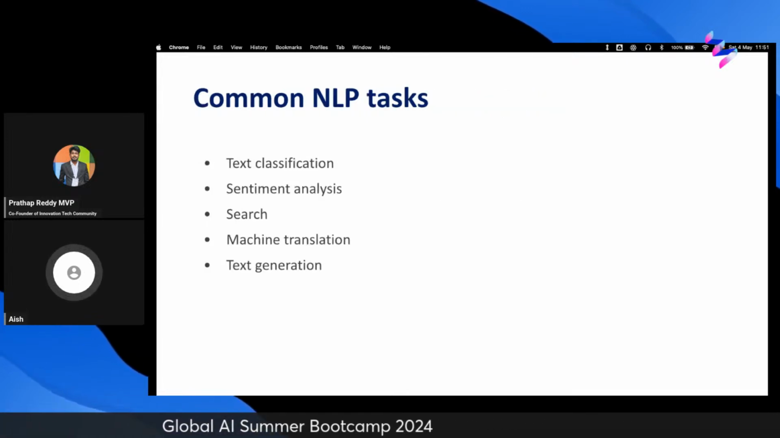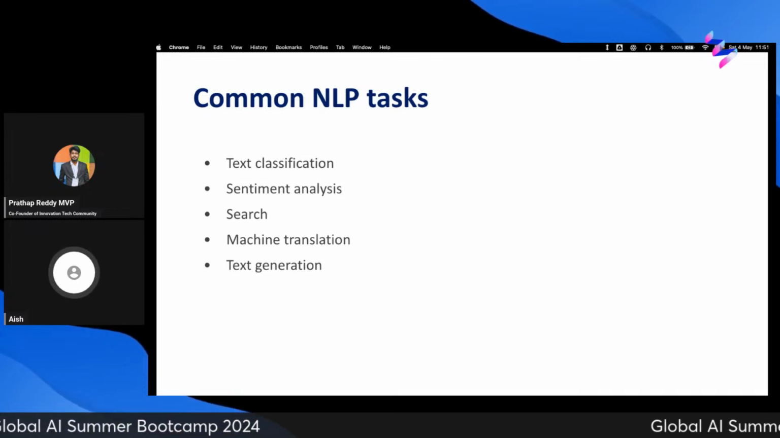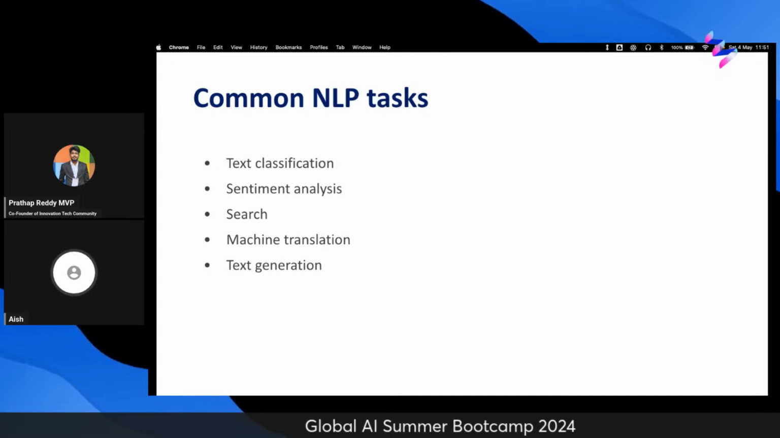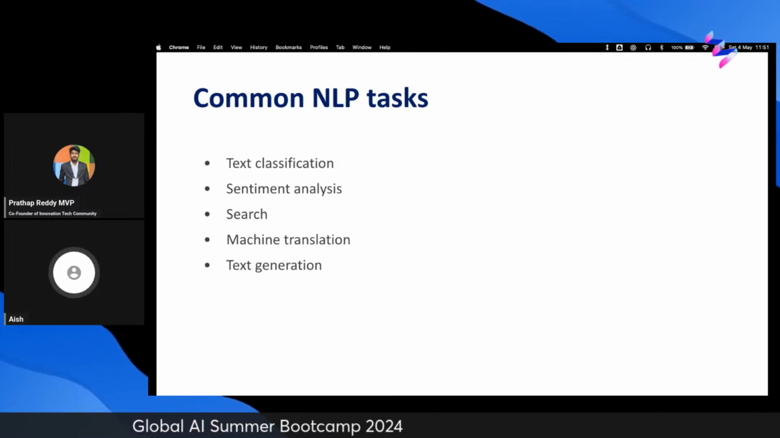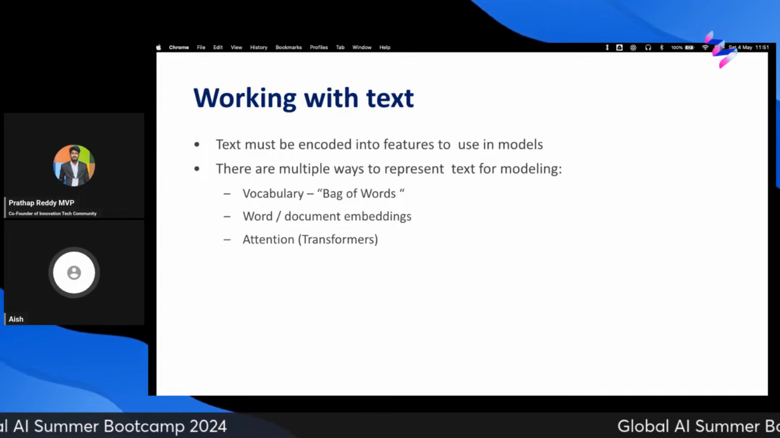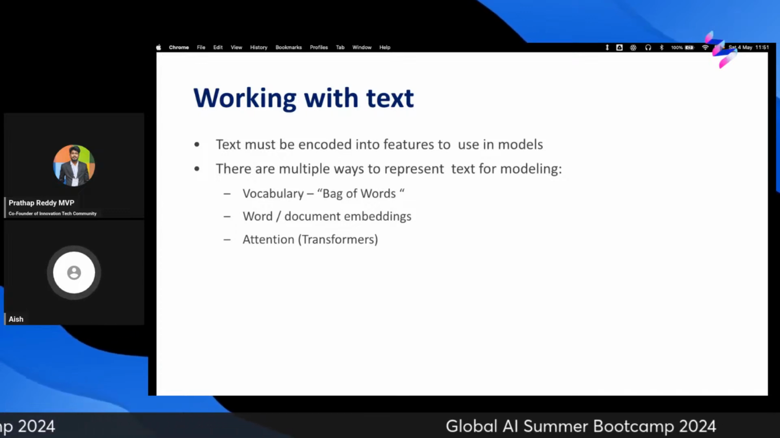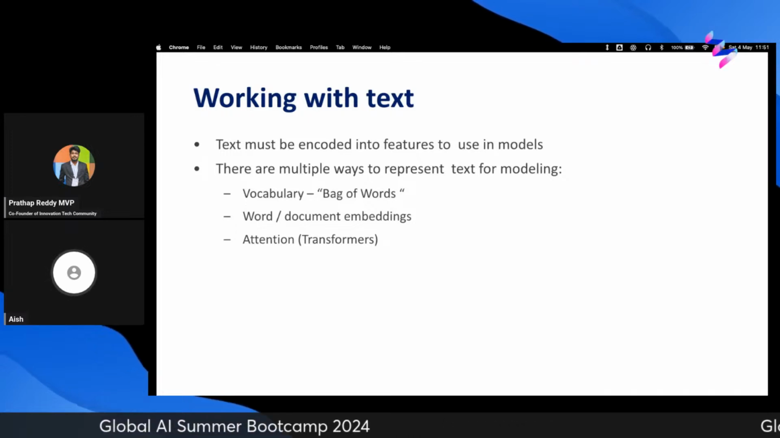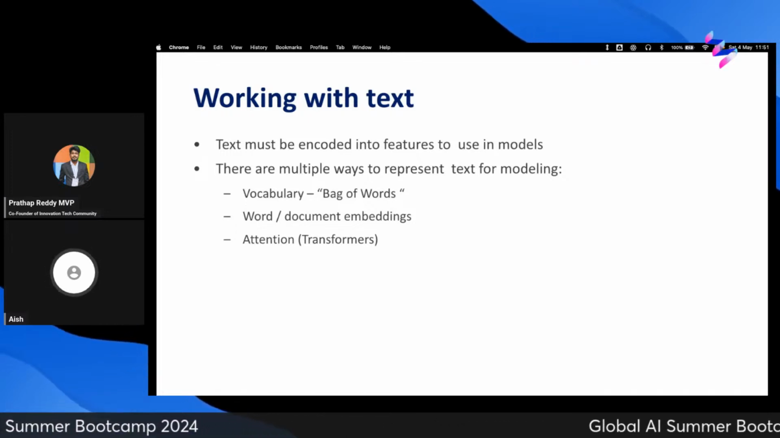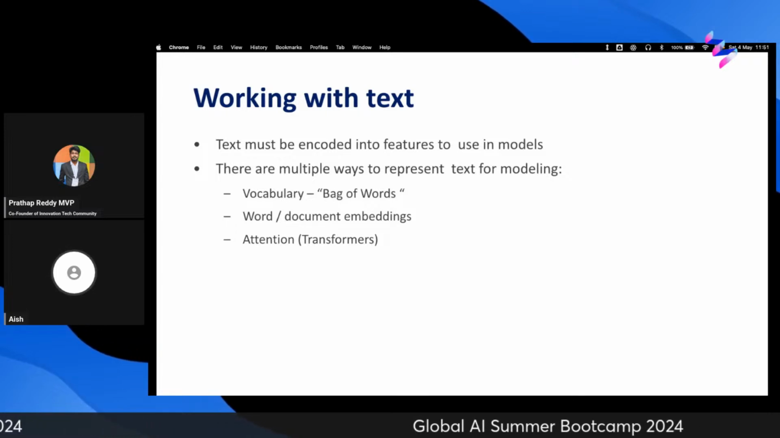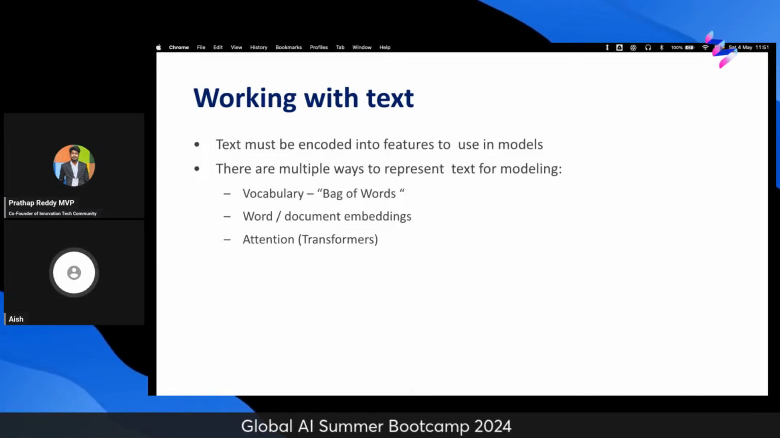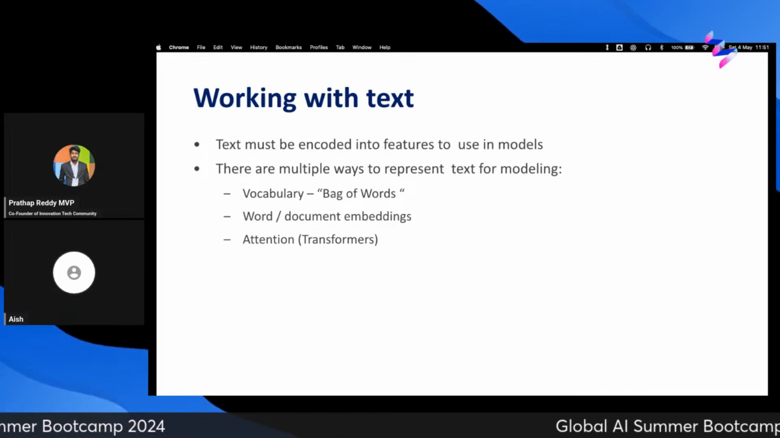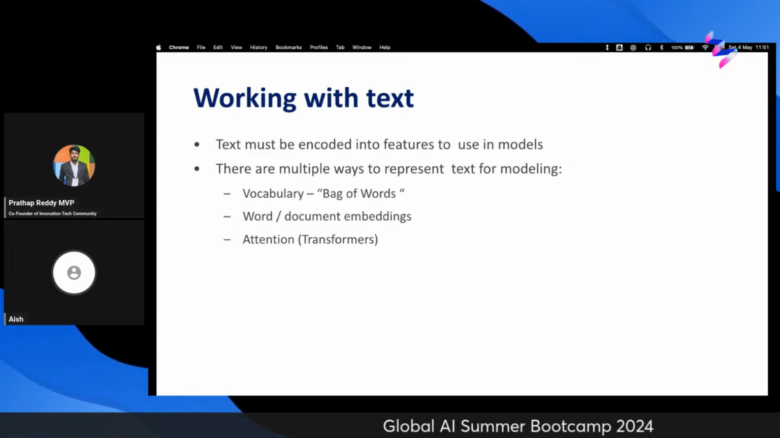So let's take a quick example of common NLP tasks. Text classification, sentiment analysis, searching, machine translation, and text generation are some of the common NLP tasks. When you work with text, there are multiple ways to represent text for modeling. You can represent it as a bag of words, where you define the words which are there in all your sentences and the frequency with which they are occurring. Second is where you use word embeddings, and lastly is where you use attention or transformers.